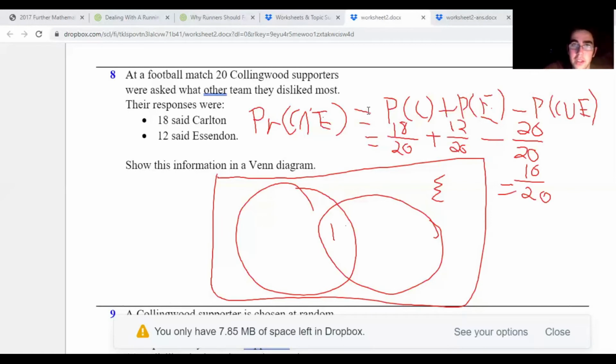Now, once we've got that hard part out of the way, we'll have Carlton on the left and Essendon on the right. It makes it much easier to find the other ones. So there's 18 Carlton dislikers in total, so we would have 8 in this section, because the total of Carlton would be 8 plus 10, which is 18, and something plus 10 will equal 12 for Essendon. So obviously that would be 2. So this is our final answer for our Venn diagram. It's important that we remember this, because it'll help us answer the next question.